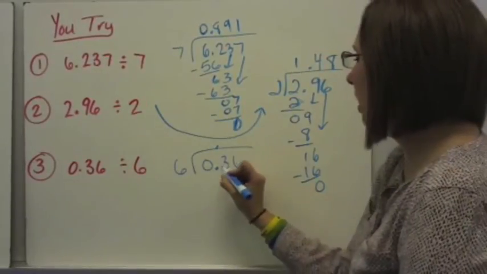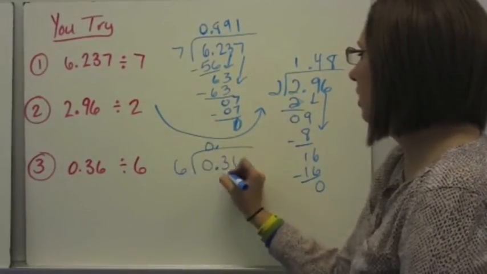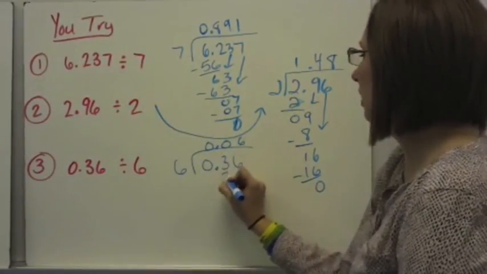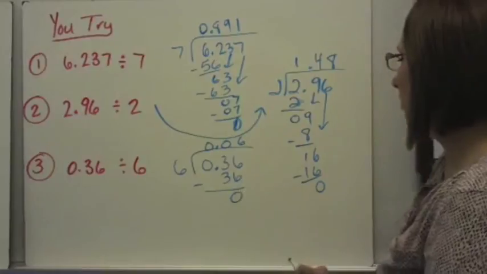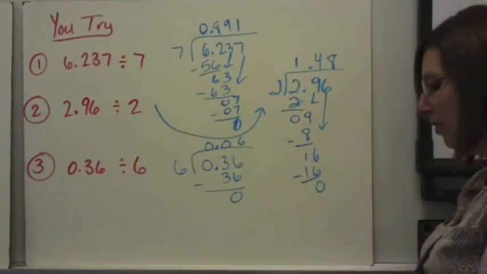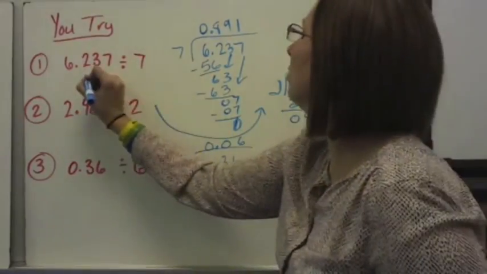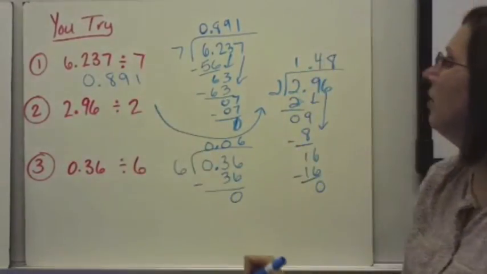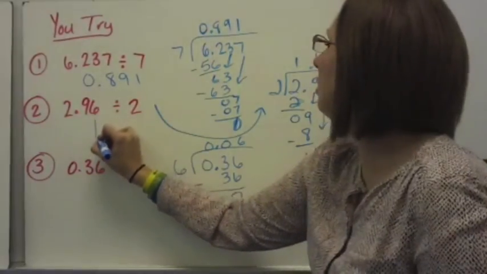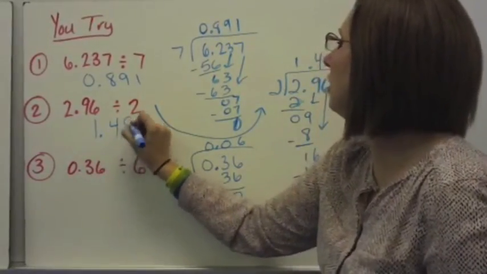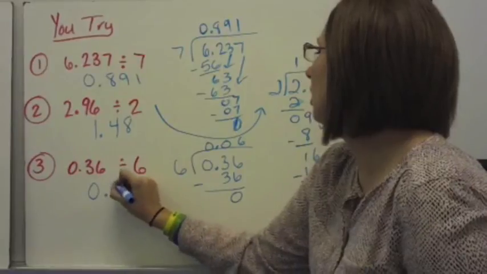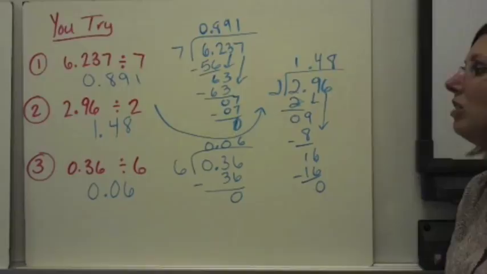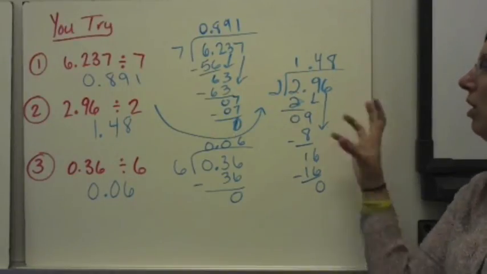We can barely see that, but it'll be okay. So it goes in 0, and 6 goes into 36, 6 times. So for my final answers, hopefully you got this too. For the first problem, I got 0.891. For the second problem, I got 1.48. And the last one, 0.06. And here's all my work. Please check yourself and your work with my work.